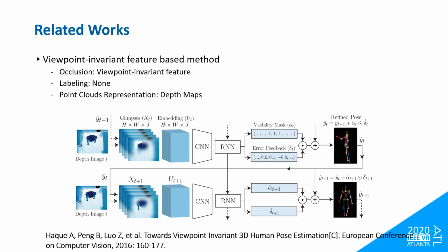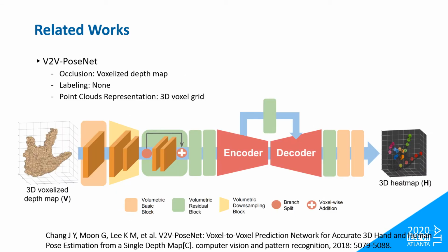information extraction. The second one is V2V PoseNet. It uses a 3D voxelized grid and uses a 3D convolutional neural network to estimate the per voxel likelihood for each key point. This work treats the points in 3D space as point clouds and converts them into a 3D voxel grid. It uses a voxelized depth map to solve the occlusion problem. However, this method requires a clean background and is in some way time-consuming.